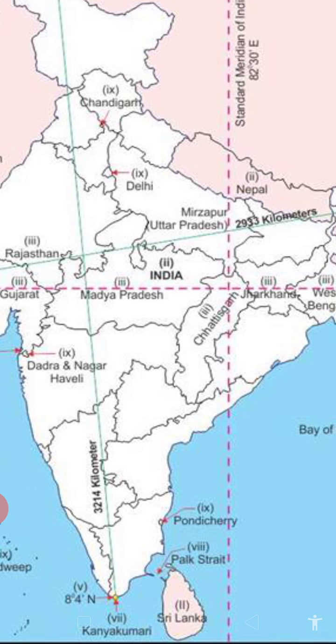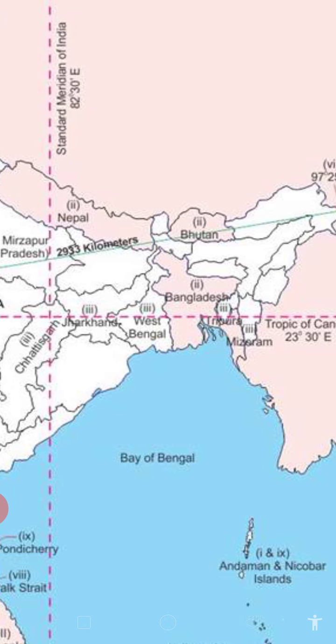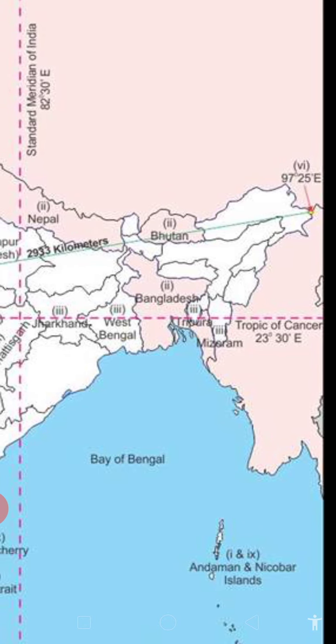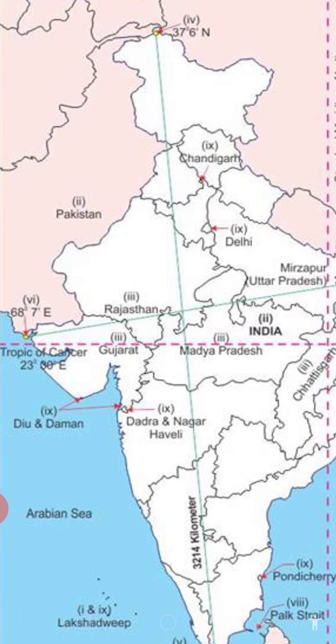Now, in your chapter, you must have read one word, Palk Strait. It is a narrow strip of water between two land masses, which separates two water bodies. Through this Palk Strait we can go to Sri Lanka. It joins Sri Lanka to India. So this is the general map of India and neighboring countries.